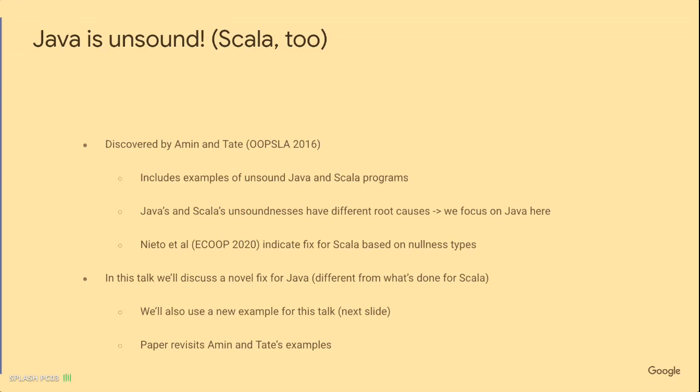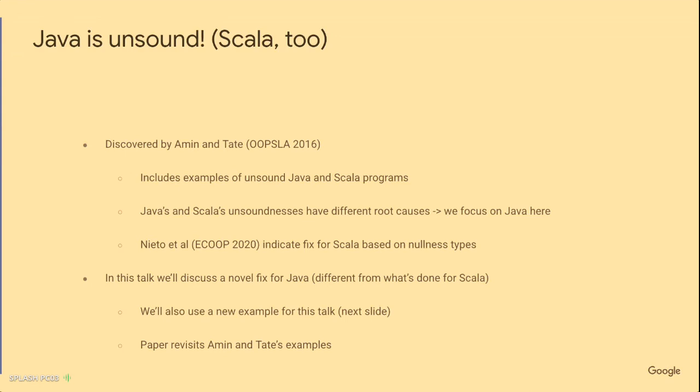So Java's unsound. We found out about this at OOPSLA, here at OOPSLA 6 years ago. And in that paper, they walk through a series of examples that compile, but then when you run them, they fail with class cast exceptions, even though they shouldn't. They show examples for both Java and Scala.